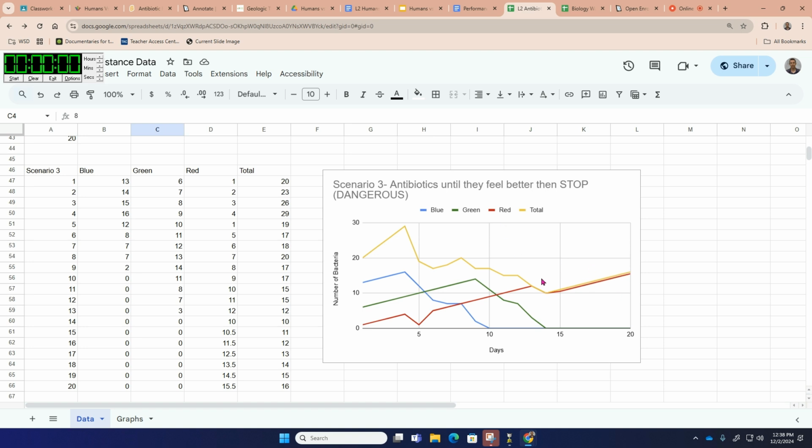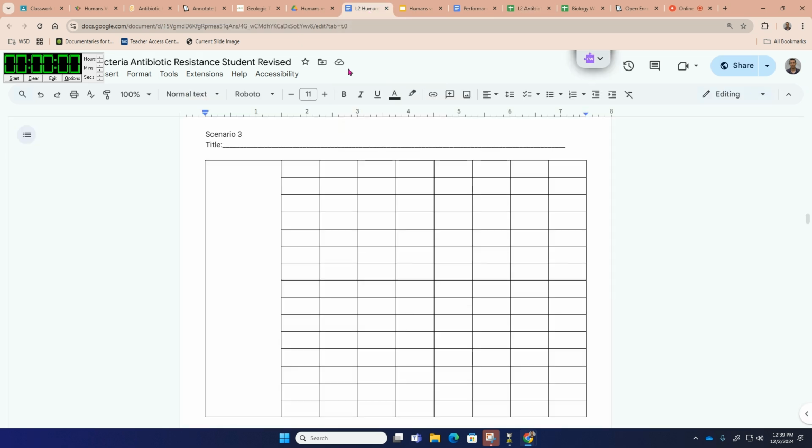Now, this is dangerous because if we try to start taking medicine again, it's not going to work very well because these are the resistant bacteria. They're hard to kill. So we've evolved from a population that was easy to kill, blue, to a population that is hard to kill, which is red. So we'll be coming back to this graph in particular for the questions.